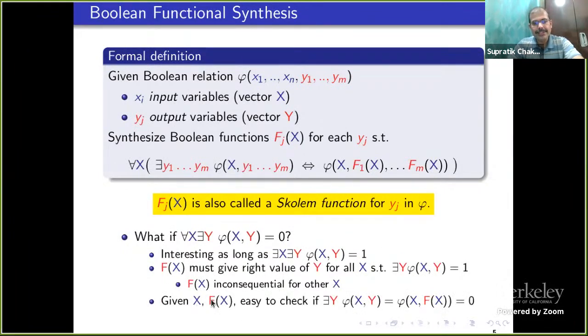And if I give you x and fx, it's actually easy to check whether there exists a y such that phi of xy is true, because from this definition, I know that in order to find out whether there exists y, phi of xy is true, I can just substitute the functions, and then you give me any value of x, I can just evaluate it to figure out whether it is 0 or not.